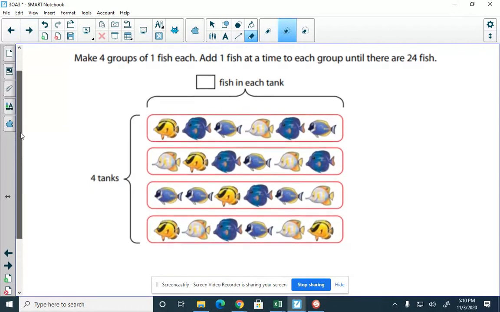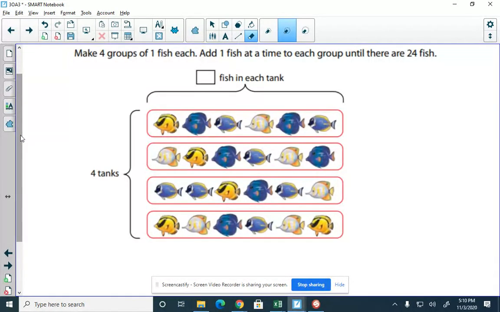We can make 4 groups of 1 fish each and add 1 fish at a time to each group until there are 24 fish. So this is what they would have done. The whole thing is here now, but they would have started and said 1, 2, 3, 4. That's make 4 groups of 1 fish each. And then we're adding 1 fish until we get to 24.